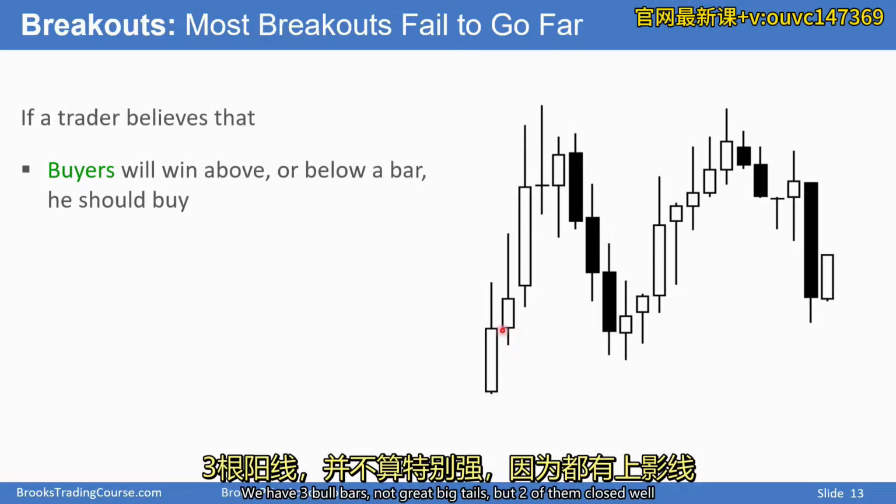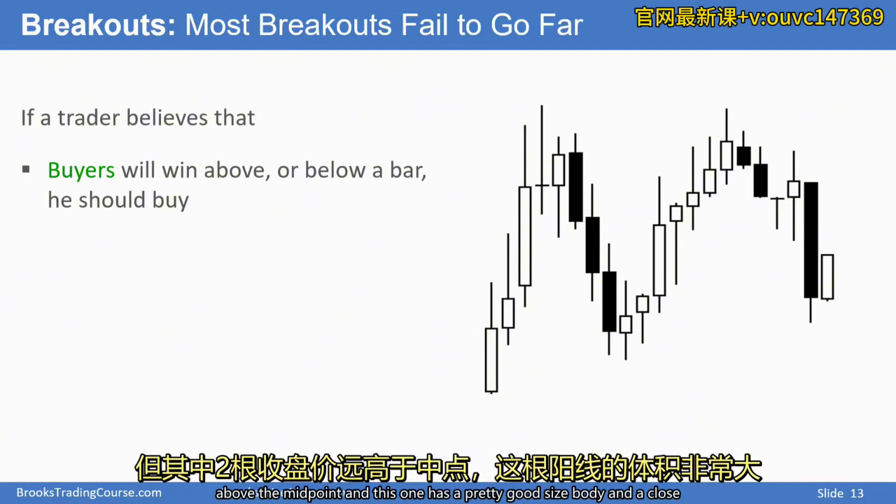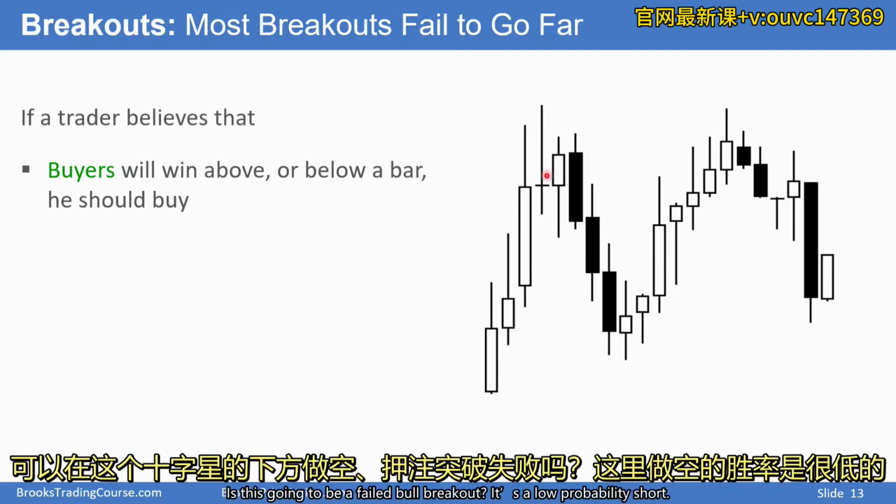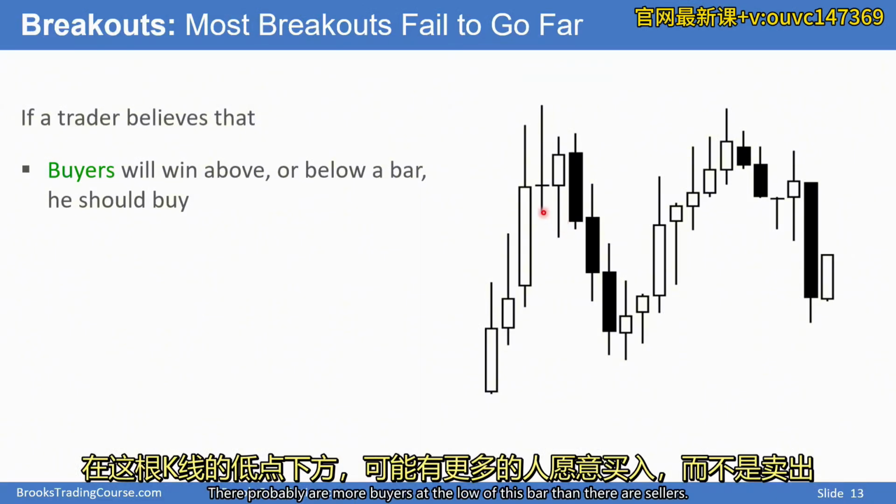Look at this rally. We have 3 bull bars. Not great, big tails, but 2 of them closed well above the midpoint. And this one has a pretty good sized body and a close above the high of the prior bar. So there's a gap there. Is this going to be a failed bull breakout? It's a low probability short. There probably are more buyers at the low of this bar than there are sellers.